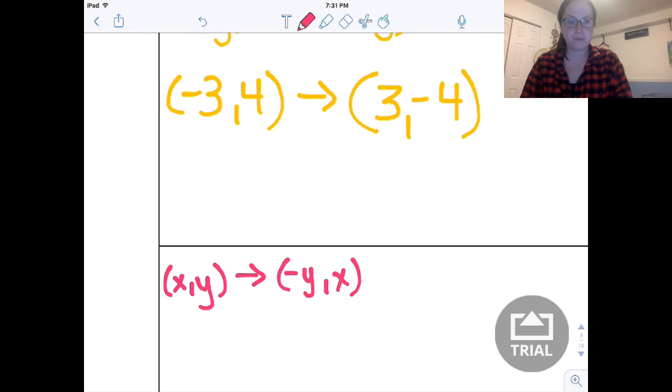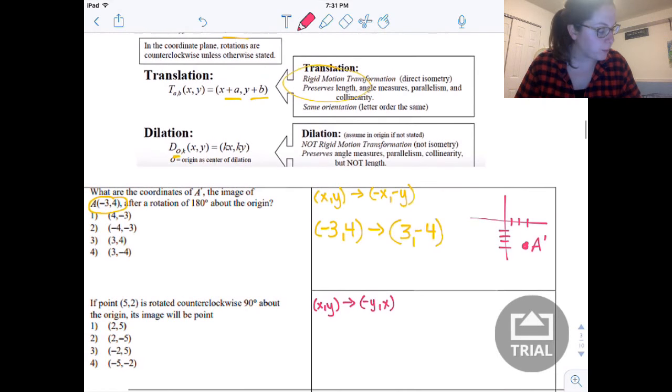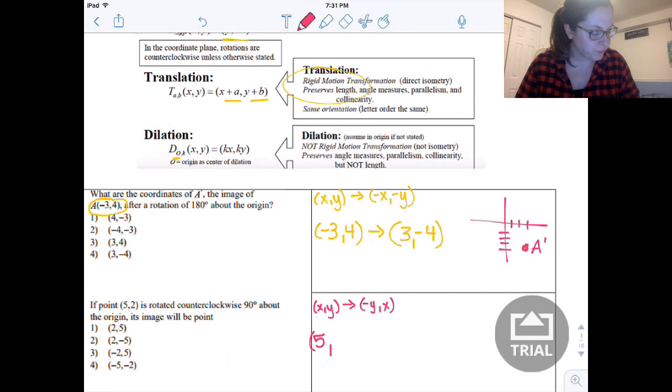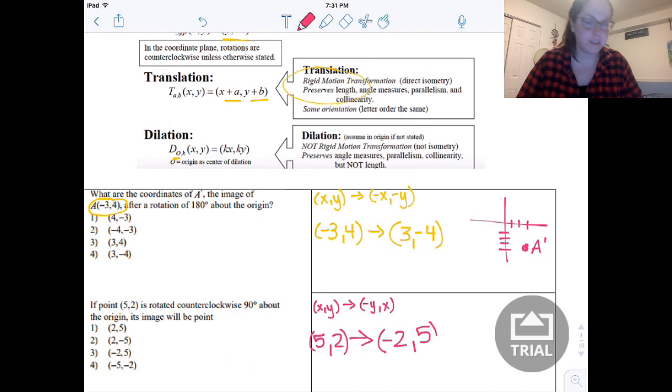Okay? So here's what I'm going to wind up with. My pre-image point was 5, 2. And so that's going to map to negative 2, 5. Switch the order and change the sign of what was y.